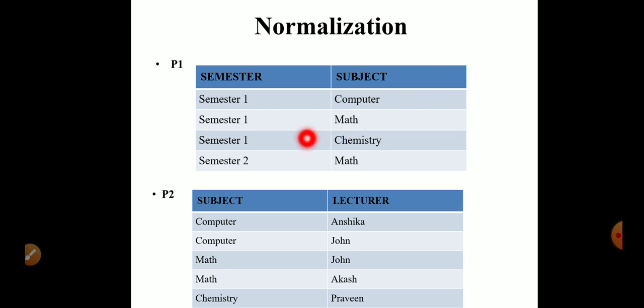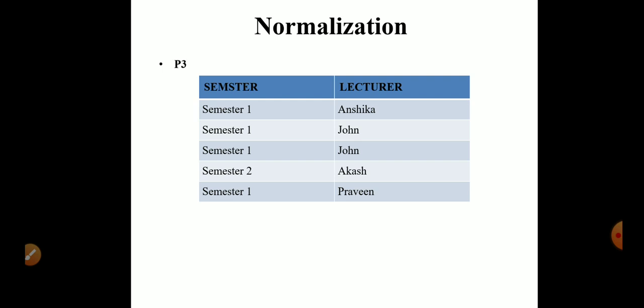The P1 table consists of attributes semester, subject. So semester 1, semester 2 and subject computer, math, chemistry, math. And P2 has subject and lecturer. The third table P3 has semester and lecturer. So now the table is in fifth normal form.